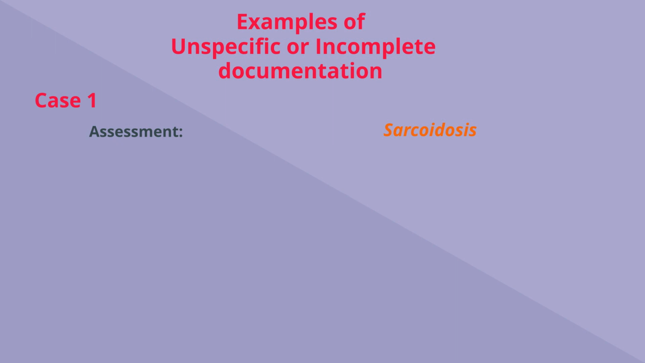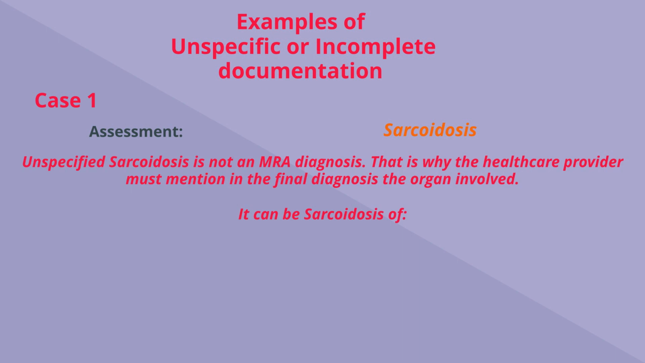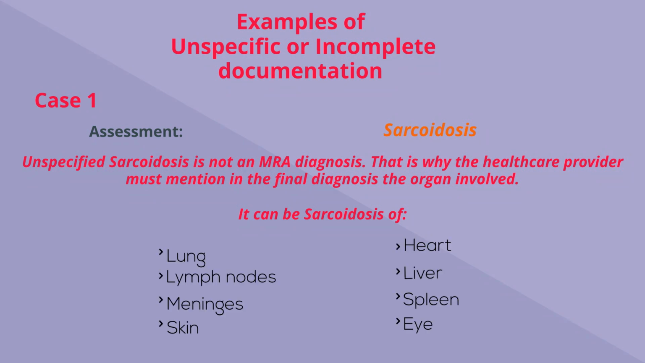Documented like this, sarcoidosis will be coded as unspecified sarcoidosis, which is not a risk adjustment diagnosis. That is why the healthcare provider should mention the involved organ. Sarcoidosis can affect so many different organs such as the lung, lymph nodes, meninges, skin, heart, liver, spleen, eye.